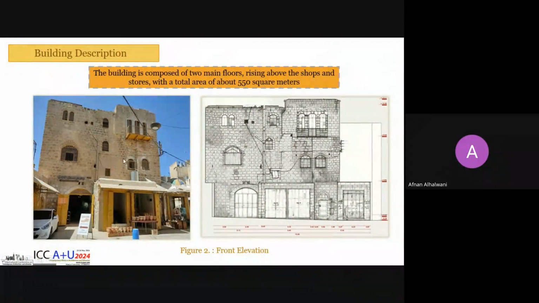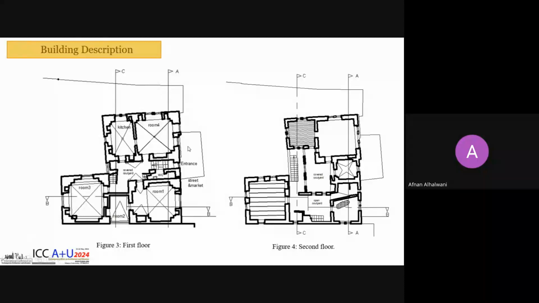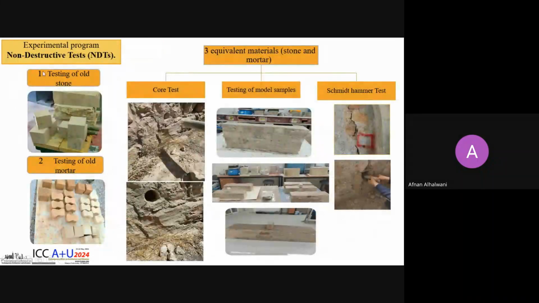The front elevation of the building: the building is composed of two main floors rising above the stores, with a total area of about 550 square meters. The plans of the building. The experimental program, which is non-destructive testing, includes three parts.